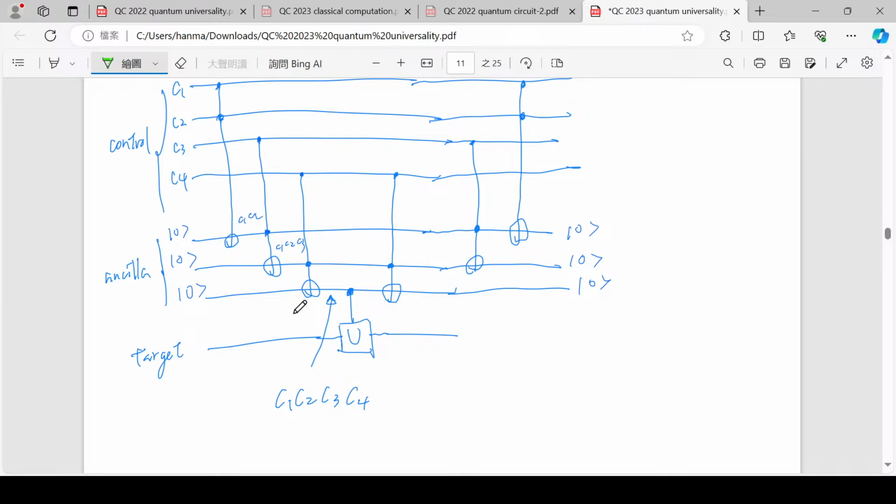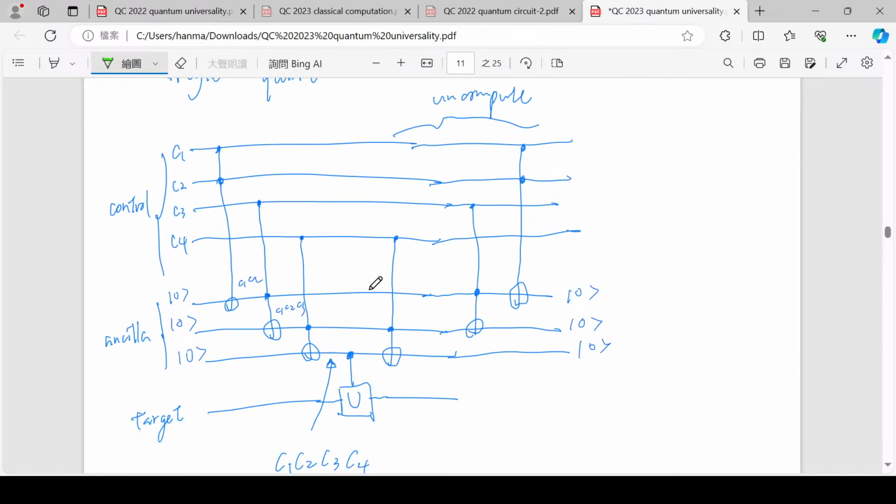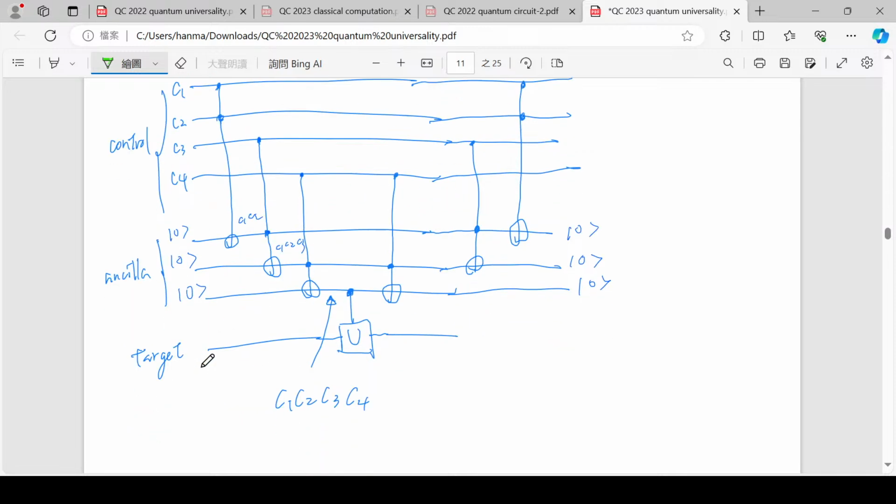And then you just get a control unitary here. As we know, we can do control unitary on your target, and then you uncompute all the ancillas to return them all to 0.